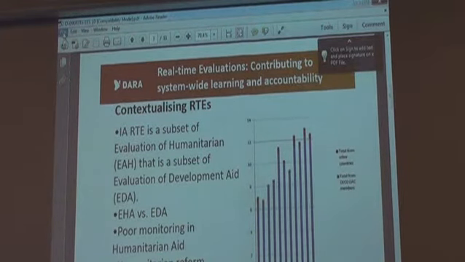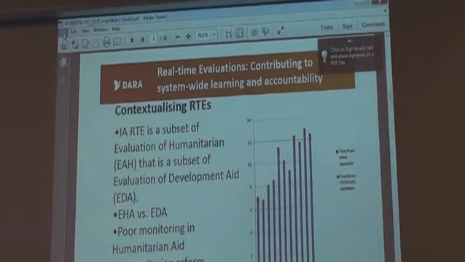Humanitarian evaluations are done in fast-changing contexts that are highly complex, where there is huge time pressure and political interference. It's high on the media, especially for those emergencies that are more sexy. The other element you need to know about is that there's generally poor monitoring, and there's often a lack of baseline within the humanitarian sector.